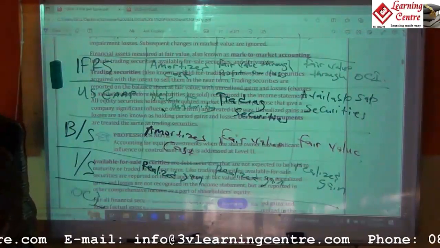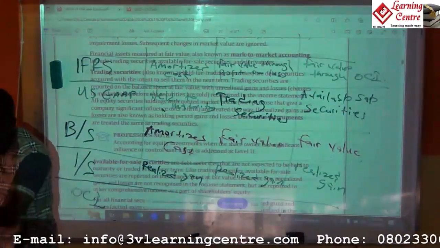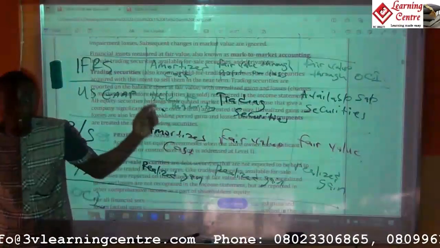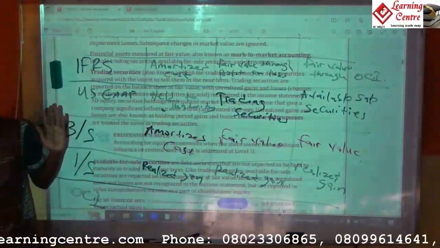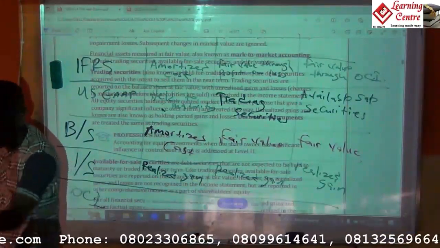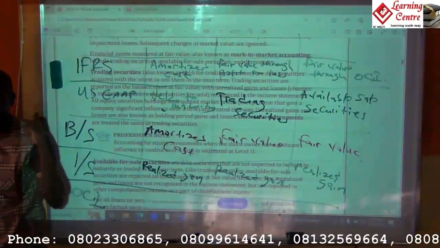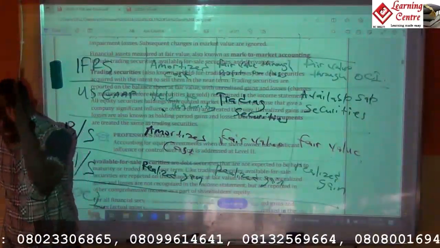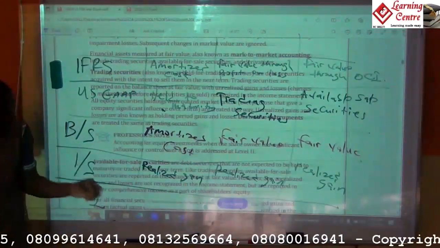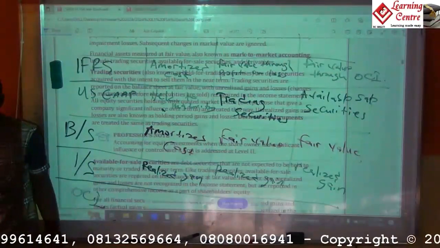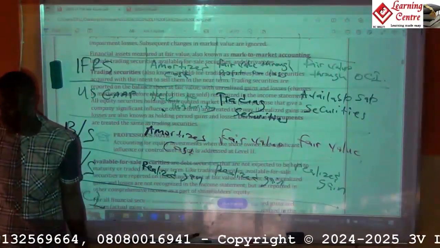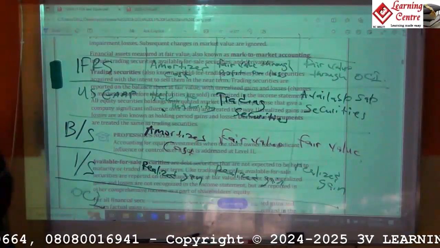So if your motive is to hold to maturity and you sell it, you are in violation of the law. Okay, so it's under trading securities. That is legal. Once you have the intention to hold to maturity and you sell it within the week, you are fraudulent. The auditor will write it back and kick it out. So once you have the intention of holding to maturity, you cannot sell it. Once you sell and they know, you're in trouble.